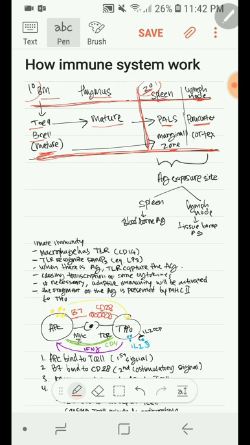So the spleen and the lymph node are both antigen exposure sites. The spleen is known as the blood-borne antigen site, and the lymph node is the tissue-borne antigen site.